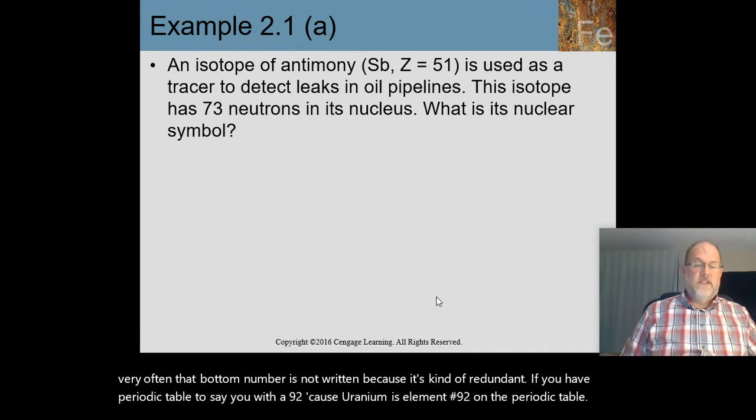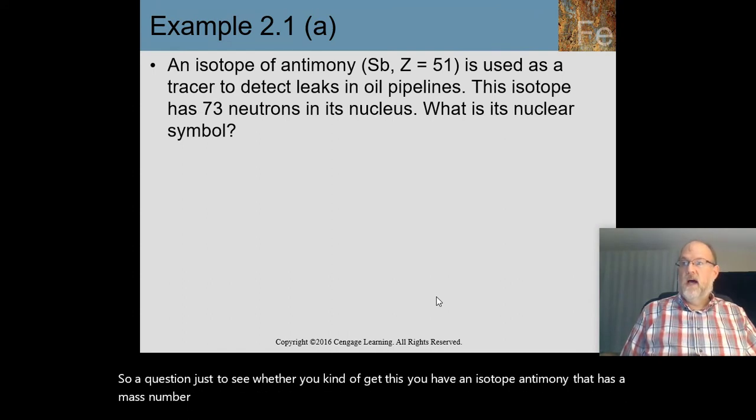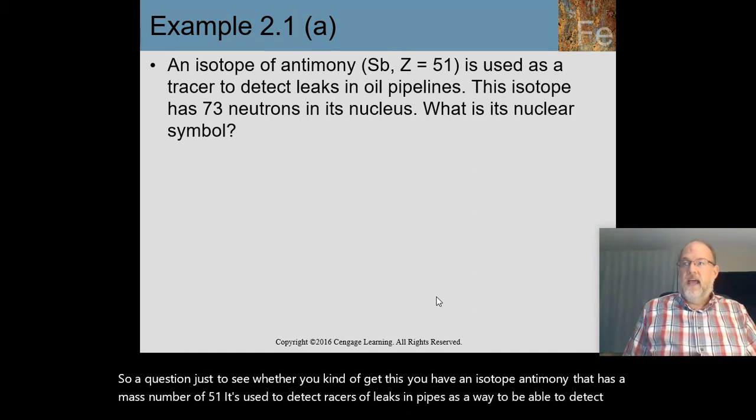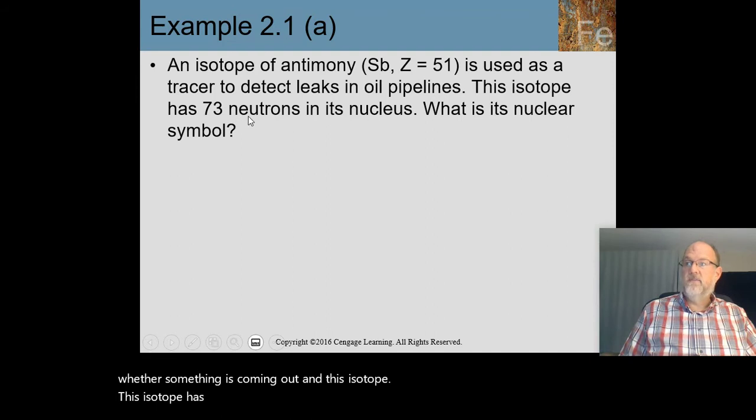So a question, just to see whether you kind of get this. You have an isotope of antimony that has a mass number of 51. It's used to detect tracers of leaks in oil pipes. It's a way to be able to detect whether something's coming out. And this isotope has 73 neutrons in the nucleus. So it has an atomic number of 51, but it has 73 neutrons.